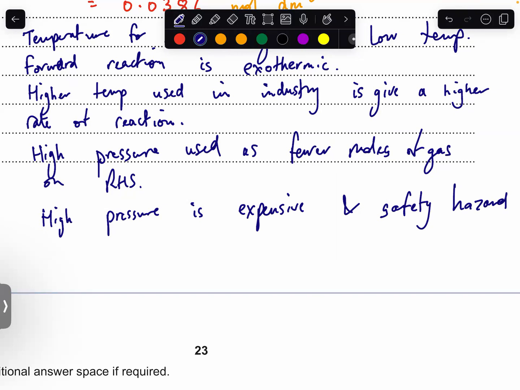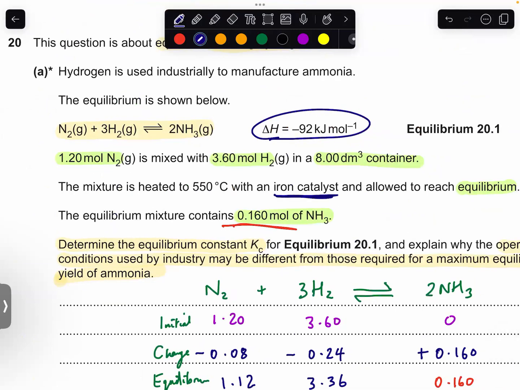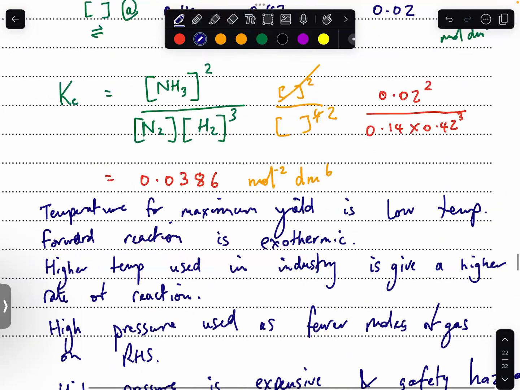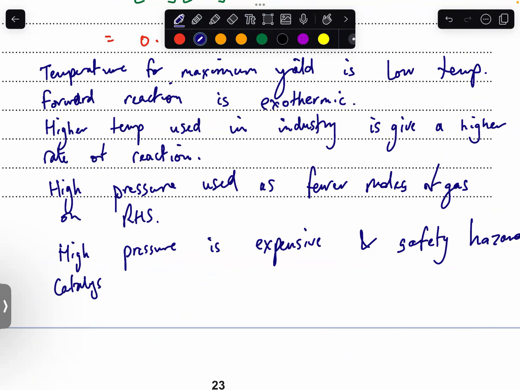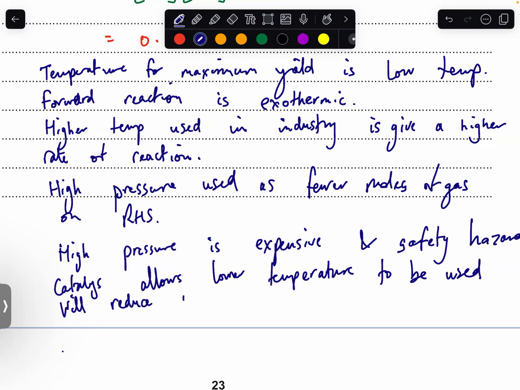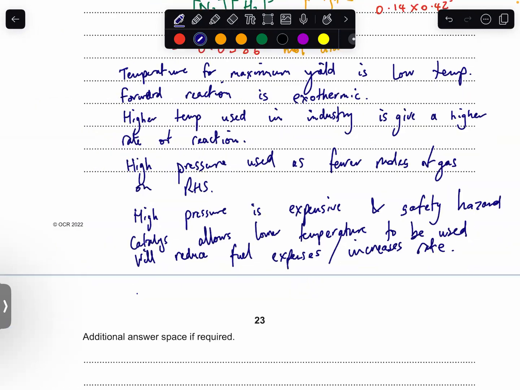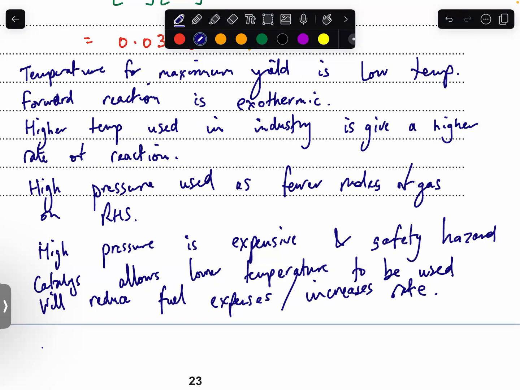Now, as for the catalyst, in the question, you'll notice that you've got an iron catalyst. Now, what are the benefits of using a catalyst? Because it speeds up the reaction without getting used. It allows lower temperatures to be used, which will reduce fuel expenses. And as you know, catalysts speed up the reaction as well, so it increases rate. Quite a big question there. Points for your consideration. Moving on.